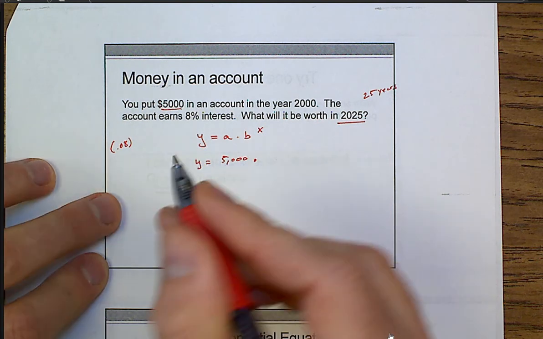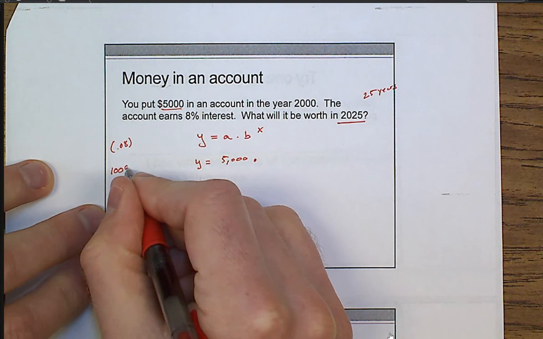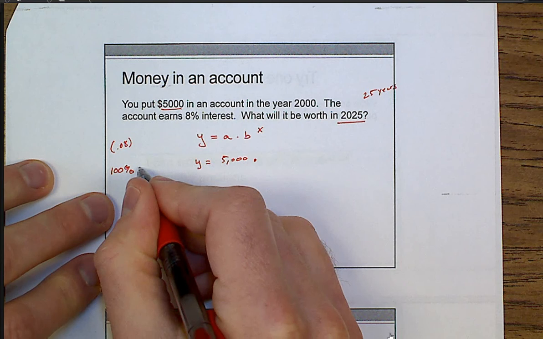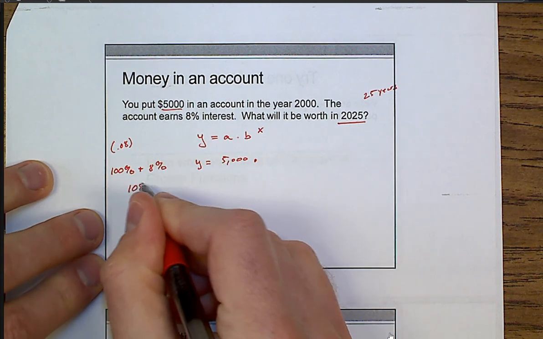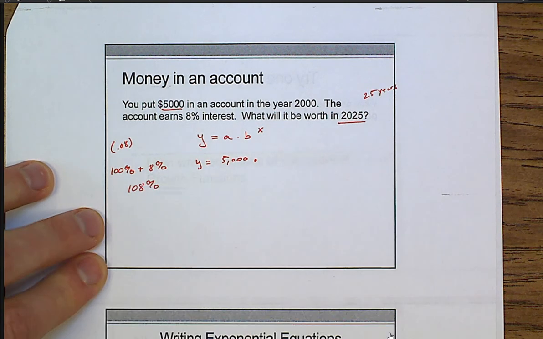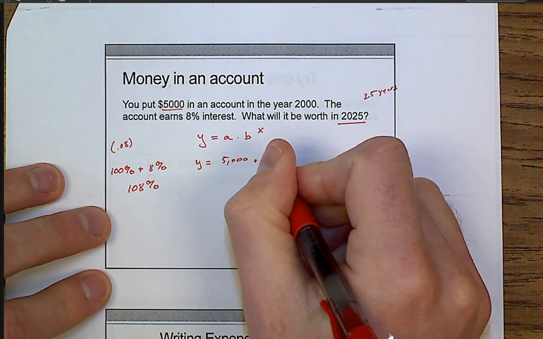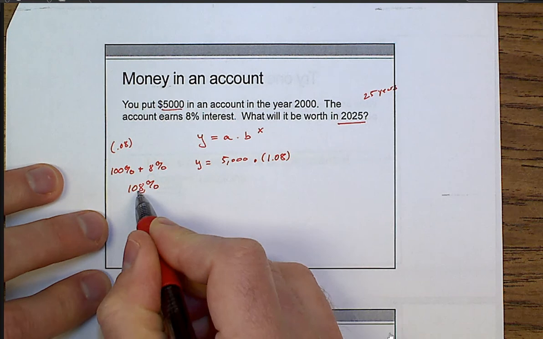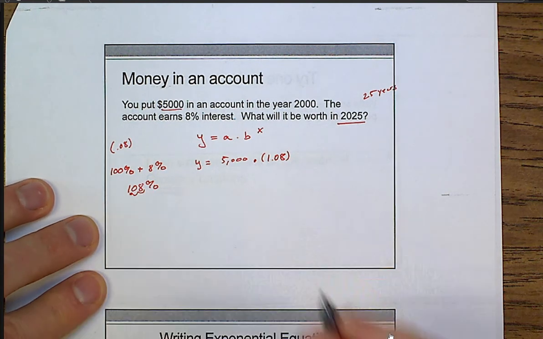So what we can think about is this: we want to take 100% of the $5,000 and add to that 8% interest. So really, we have 108% interest on our 5,000. So this becomes 1.08, because you would move the decimal place over 2 spots. Any percentage gets turned into a decimal, you move it over 2 spots, to the x power, okay?